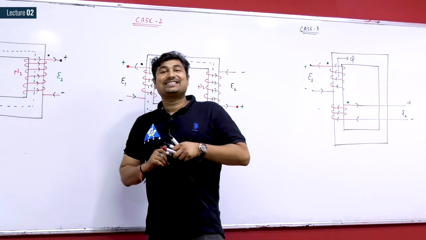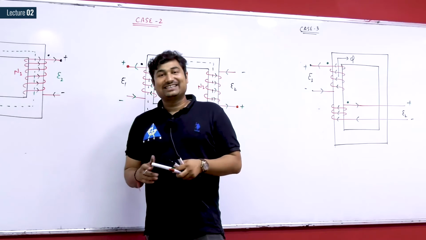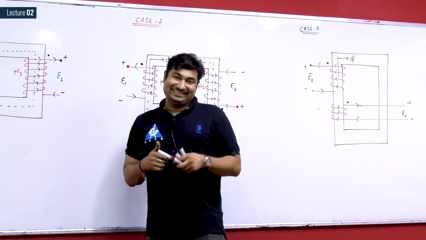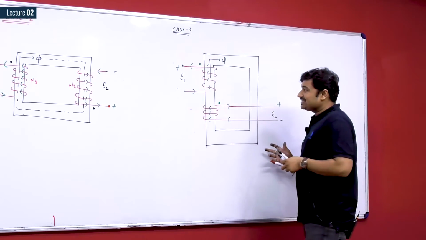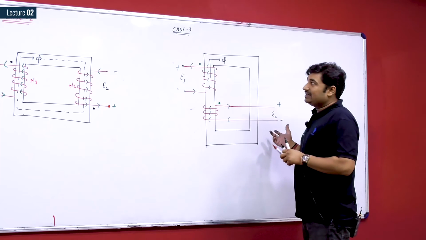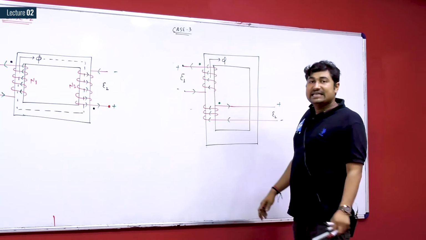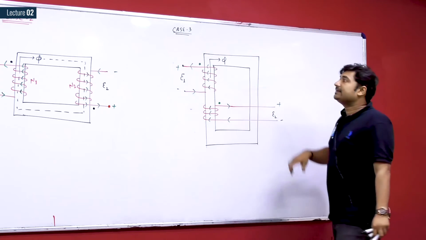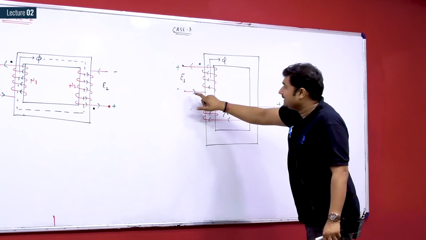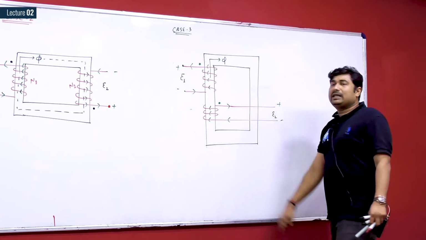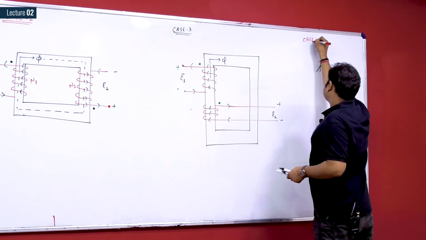Never use the concept that the current is going into the dot. No, that is not the concept. The concept is that the same flux will produce the same polarity at two terminals. The two terminals of the two different windings having the same polarities are represented by dots. The dots will have the same polarity at every instant, and the terminals without dots will have the same polarity at every instant.